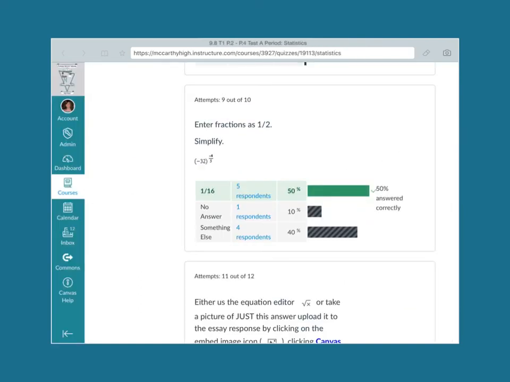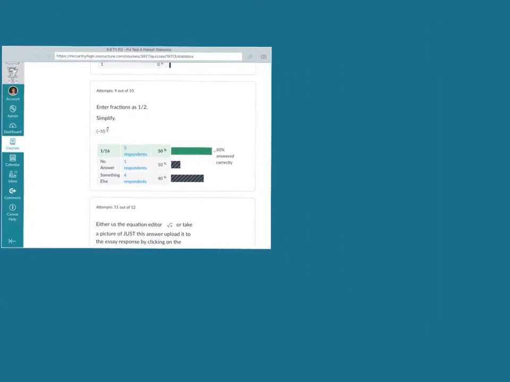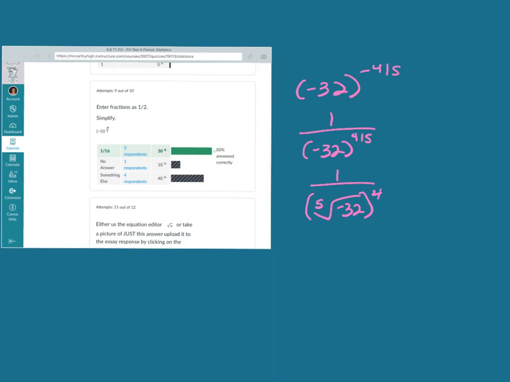Okay, I'm just gonna go over real quick a couple of the really commonly missed questions on your test. So this was one of them. Let's see if I can zoom out on it a little bit. It said to simplify negative 32 to the negative 4/5. So the negative in the exponent, remember, pushes it to the bottom. This would become 1 over negative 32 to the positive 4/5. And that becomes the 5th root of negative 32 raised to the 4th.